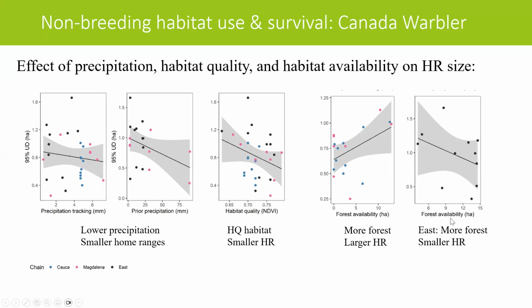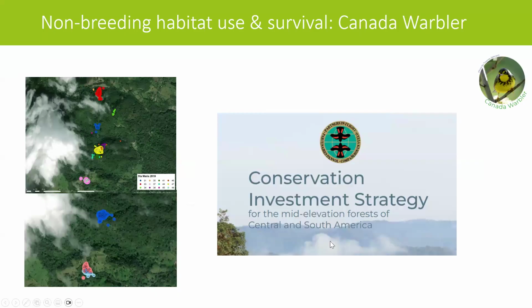And in the east of the Andes, where we have more forest, less fragmented forest, less deforestation, then the more forest, the smaller the HR. And likely the quality of the habitat is higher, like we found with the NDVI, and they are having a higher density within these forests that are not as fragmented as in the west or central part.